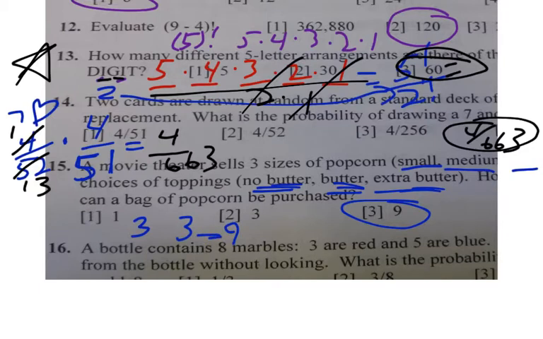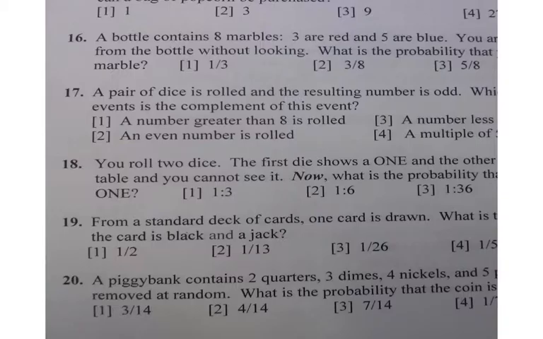All right, let's jump to 16. A bottle contains 8 marbles. 3 are red, 5 are blue. And we're taking one without looking. What's the probability we'll get a red? Well, there's 3 red out of 8. So that one's pretty easy. That one's just 3 out of 8. There's just 1 event there.